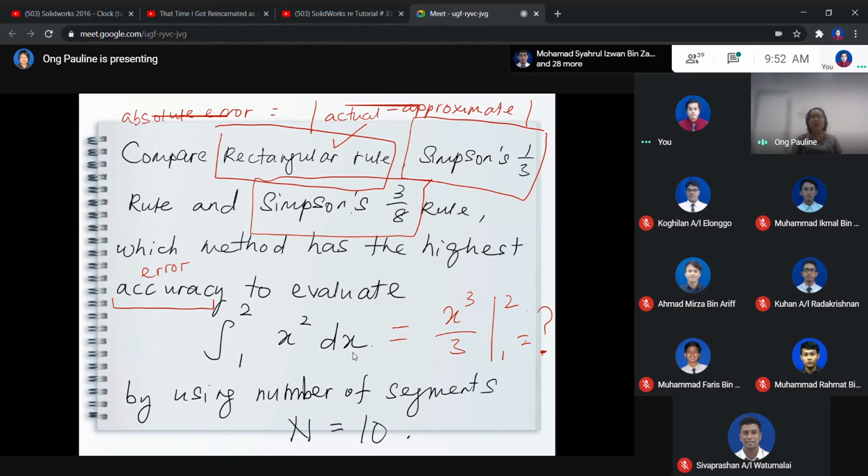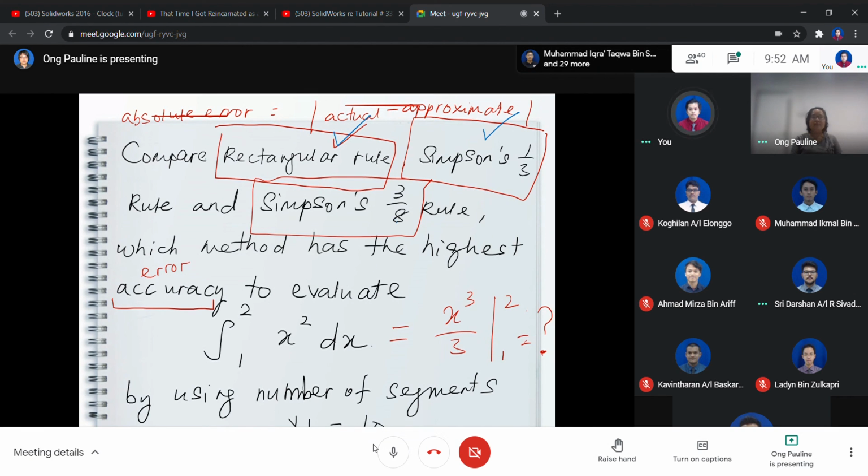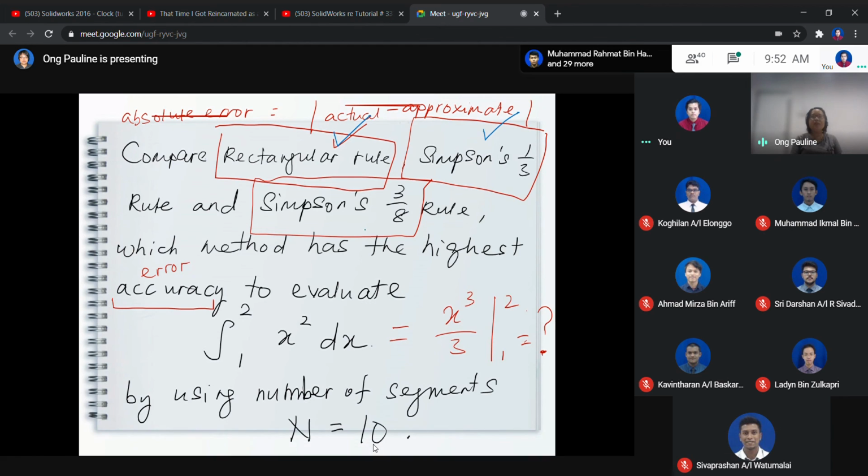Can we do the rectangular rule using n equals 10? Does the rectangular rule have a restriction on the number of segments? Yes, it can. So rectangular rule, yes. How about Simpson's 1/3? The question requests n equals 10. Can we solve it using Simpson's 1/3? Yes, because it is a multiple of 2. How about Simpson's 3/8? It cannot. So for this question, Simpson's 3/8 cannot be done.